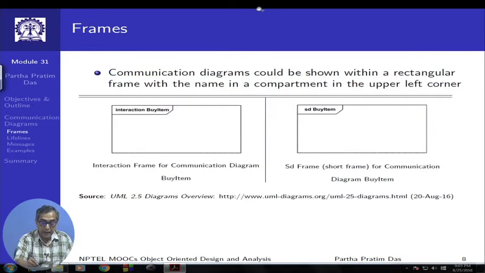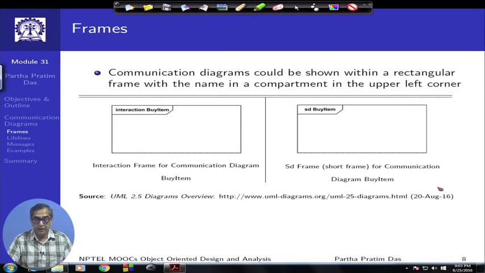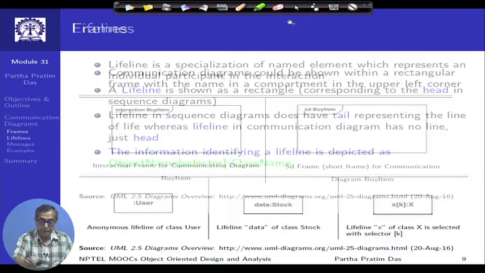Typically, this diagram is drawn within frames which are rectangles, and at the corner there are two styles of naming: either you say interaction and then the name of the diagram, or you say SD and then the name of the diagram. SD is a bit of a misnomer, it derives from the sequence diagram term, but this actually means a communication diagram. So, this is how you will know that this is a communication diagram.